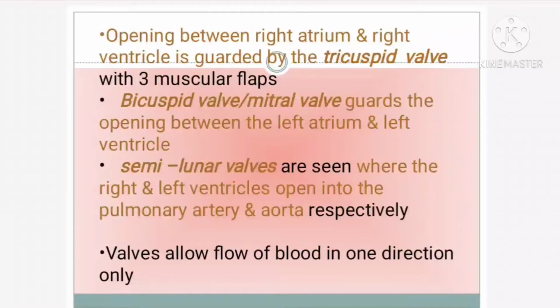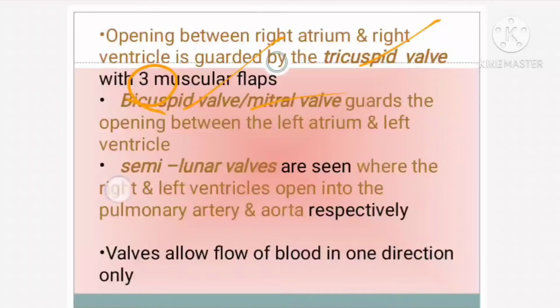So there is a bicuspid valve and there is a tricuspid valve. The tricuspid valve is made up of three muscular flaps, and the bicuspid valve, or the mitral valve, is made up of only two muscular flaps.